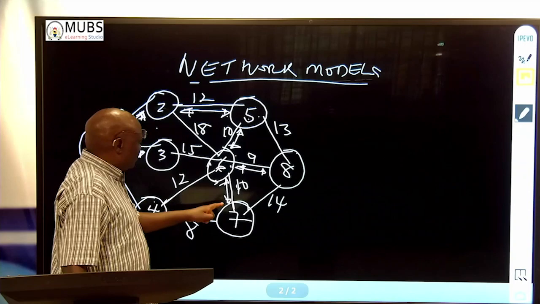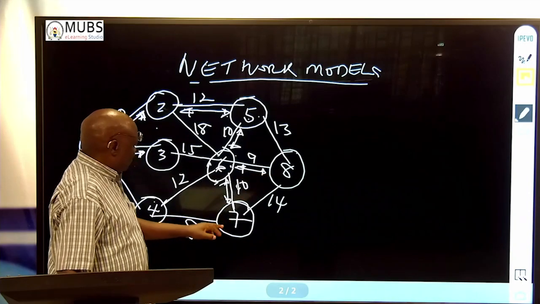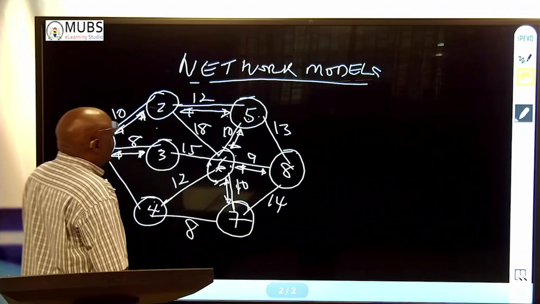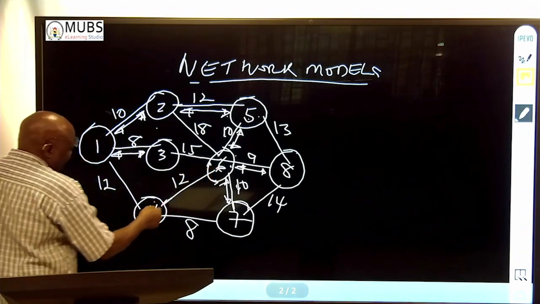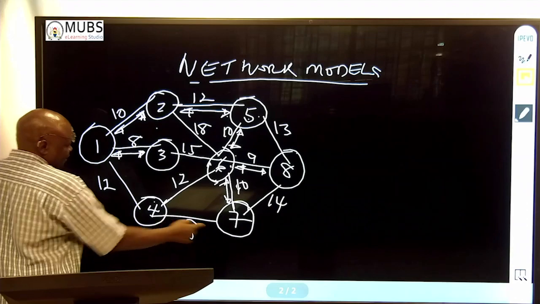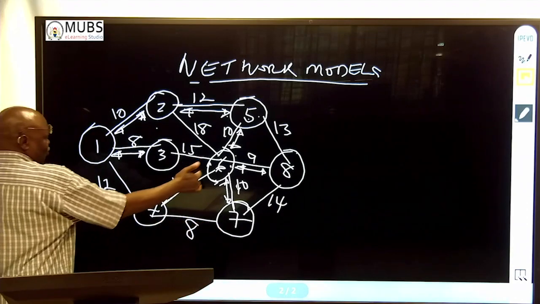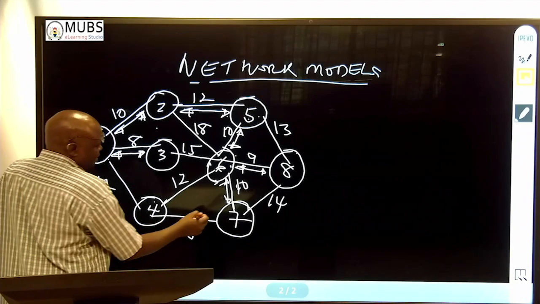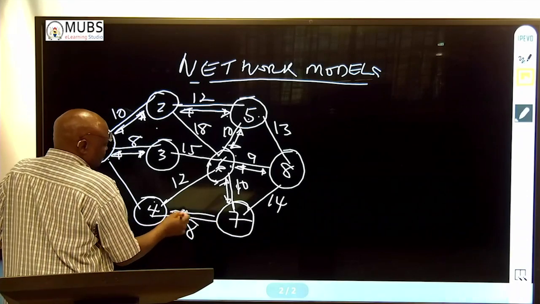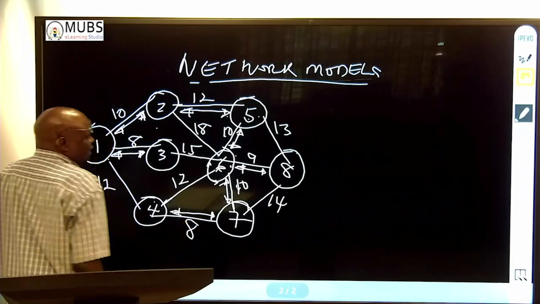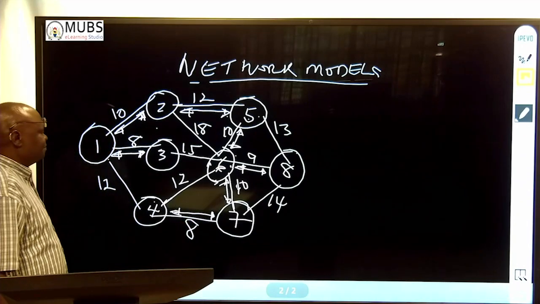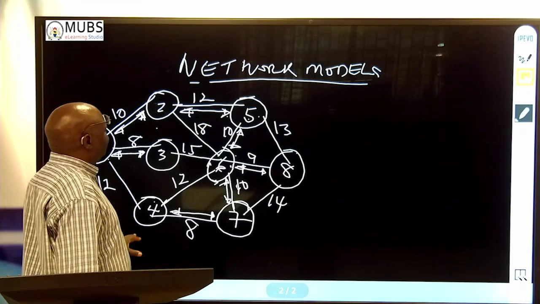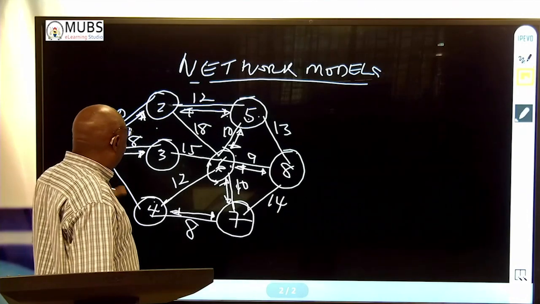Now, this one is connected. This one is connected. This one is the only one that's not connected. It can be connected by this, it can be connected by that. Among these, the connection here would be 12, the connection here would be 12, the connection here is 8. This is the cheapest way, and that is our solution. All housing units now have been connected to water.